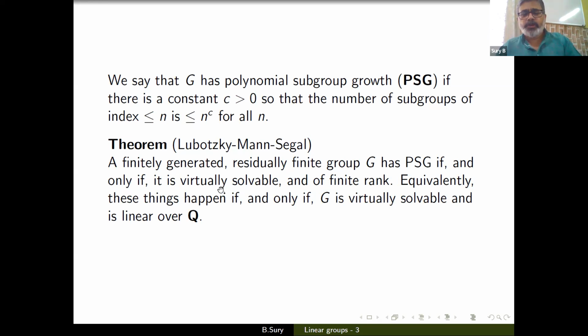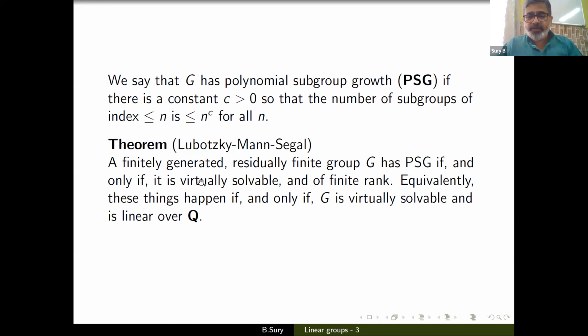I talked about this yesterday in the tutorial. Virtually solvable means there is a solvable subgroup of finite index and of finite rank. Finite rank simply means that any finitely generated subgroup is generated by some d number of elements, where d is bounded. Your group may be finitely generated, but when you go to various subgroups of finite index and so on, the number of generators might go unbounded. Then it's infinite rank. So finite rank means there is a bound on the number of generators of any finitely generated subgroup.